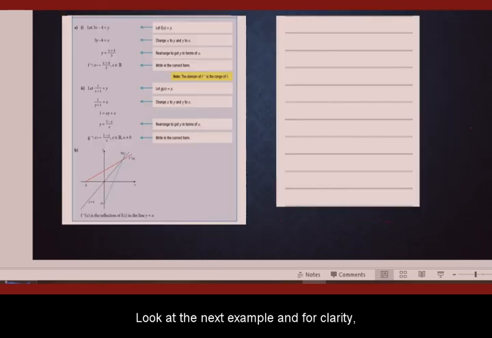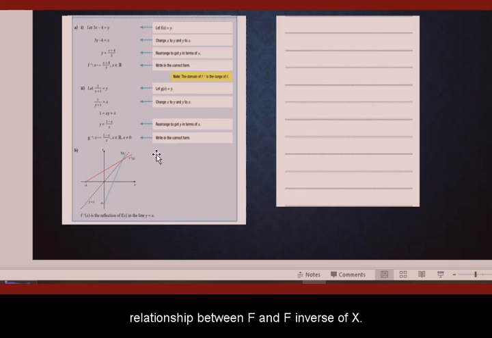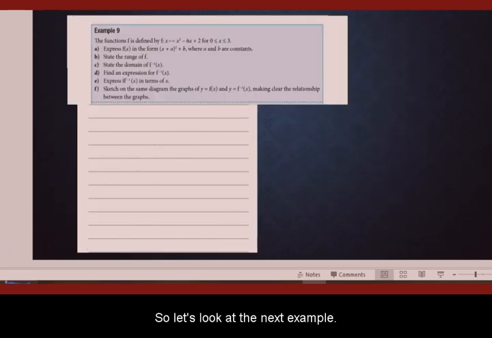Look at the next example. For clarity, I've included a well-sketched diagram illustrating the relationship between f of x and f inverse of x. So let's look at the next example.